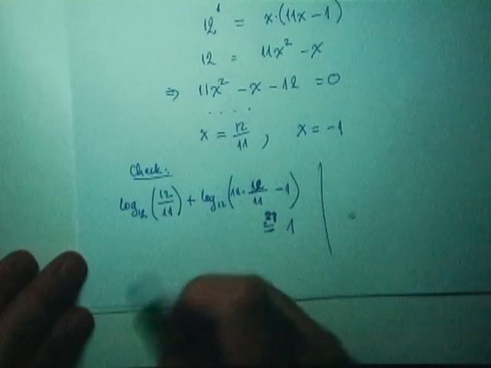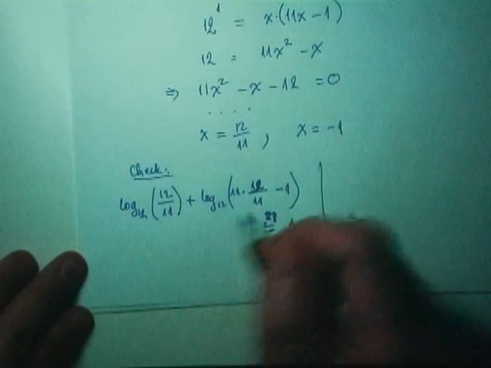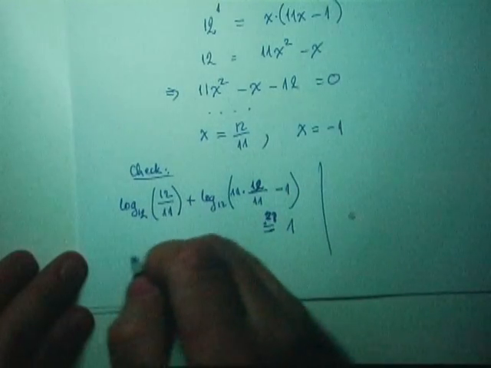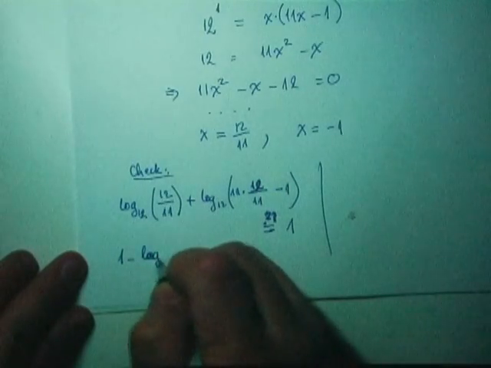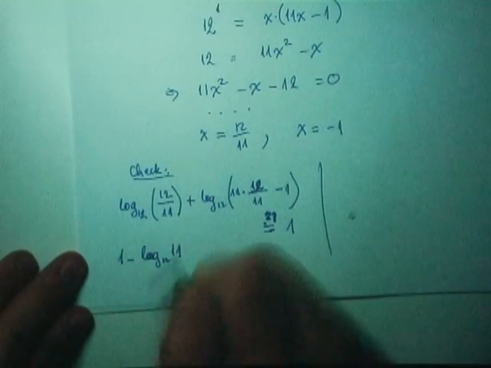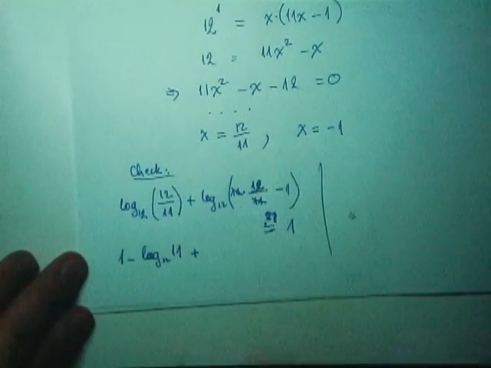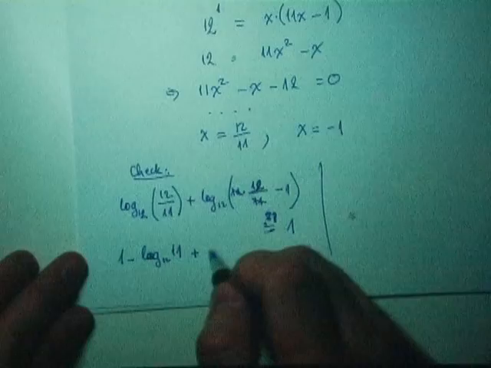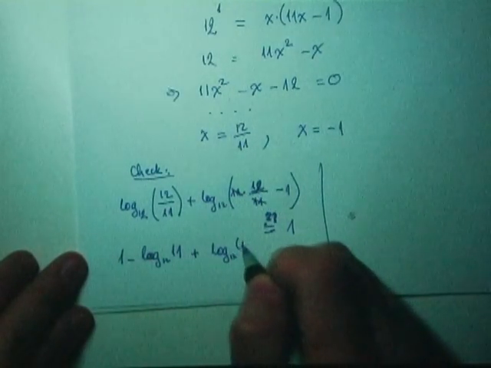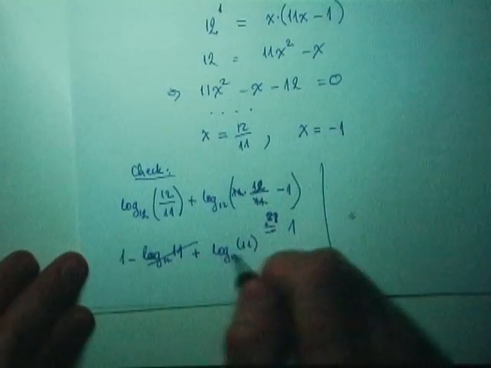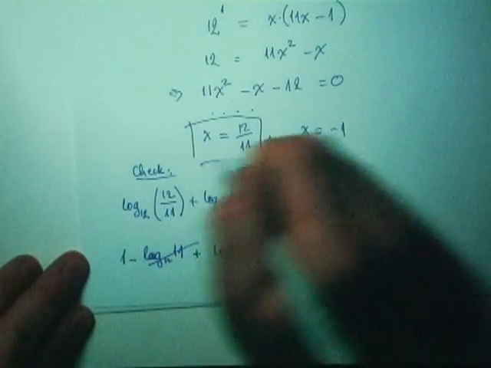So the left-hand side, as we work it out, is going to be 1 minus log base 12 of 11, and then adding that, inside the log you can cancel out the 11, and that will give me log base 12 of 11. Canceling these two, then yes, it will be equal to 1. So the first answer does work.